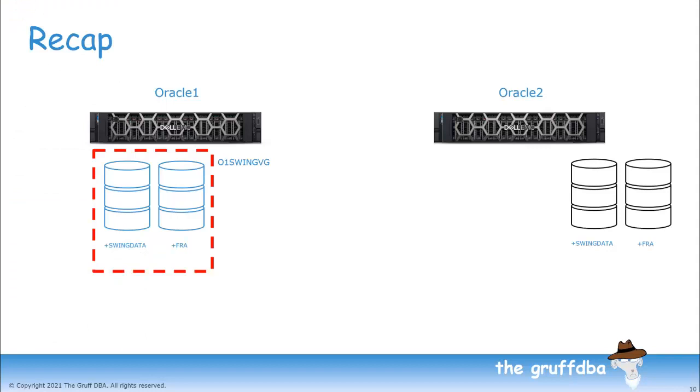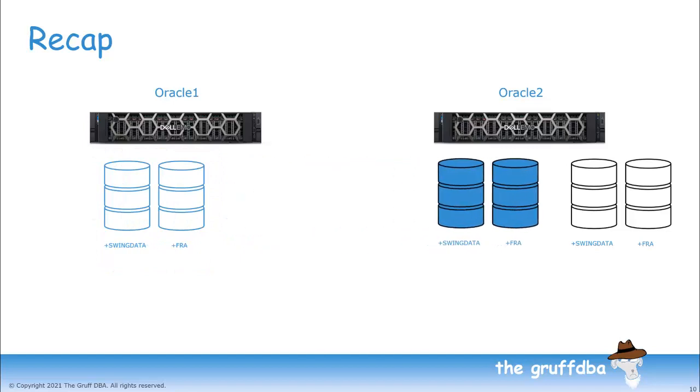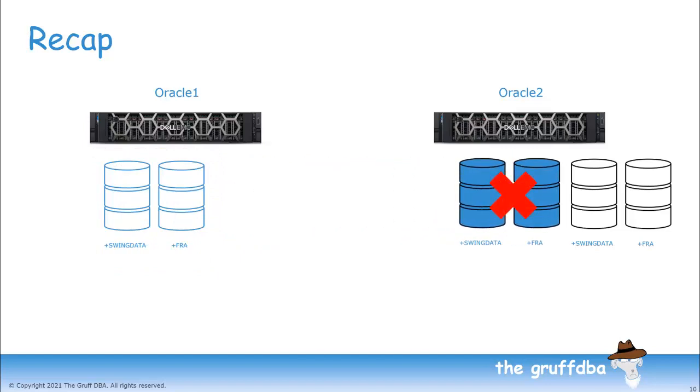Okay, so let's recap. We have a Swingbench database running on Oracle One, and it has files that use 2 ASM disk groups, Swing Data and FRA. We've created a volume group that comprises all the disks on both of those disk groups, and then we've made a thin clone of our volume group, and we've presented that back to ESX, and we've added the volumes to our Oracle 2 VM.